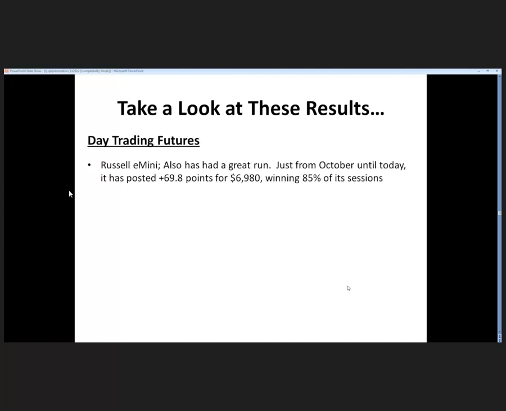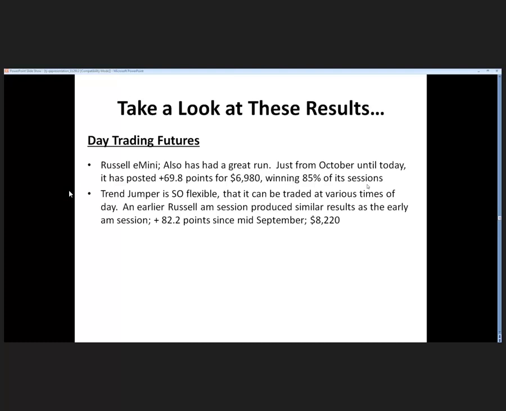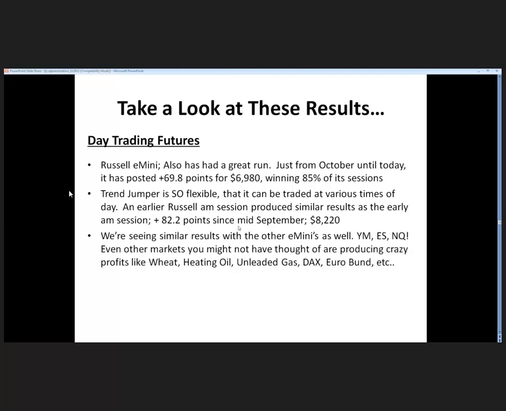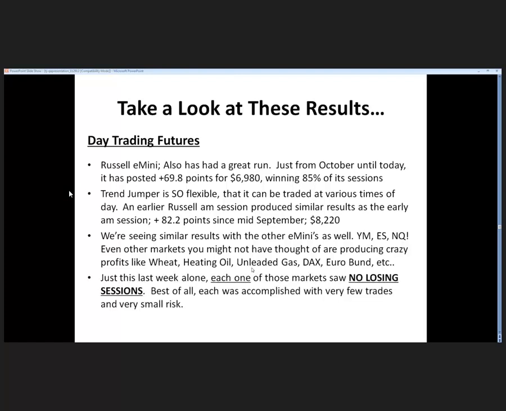A few more results really quick. The Russell E-mini is up nearly 70 points. I mean, that's seven grand. 85% of its sessions have been winners. And I've even looked at a later session, which is doing even better. And this one is doing great too. We're seeing similar results on all these other markets as well. You've probably seen some of the posts. I've been trying to do a random mix on the blog. But all these markets are doing well. We'll take a look at them in a moment.